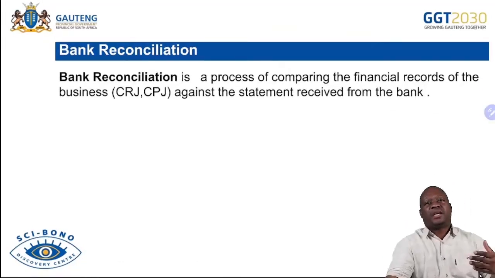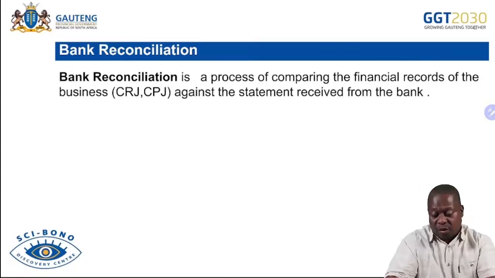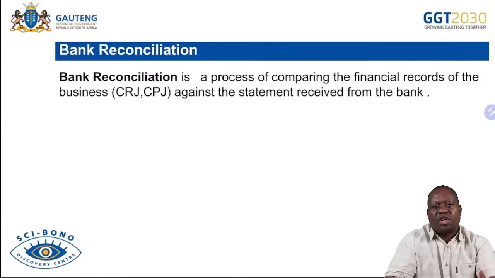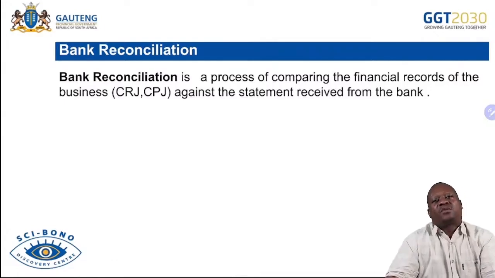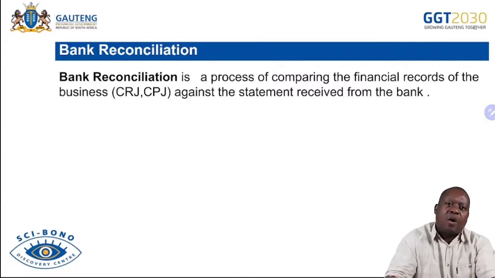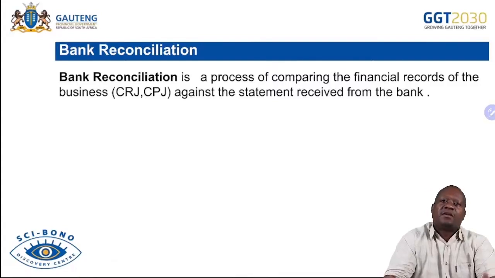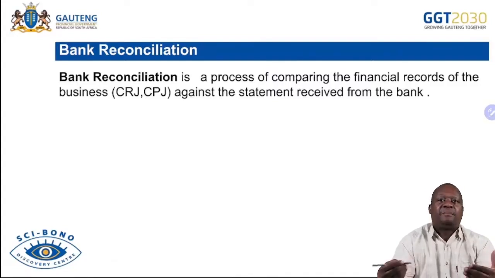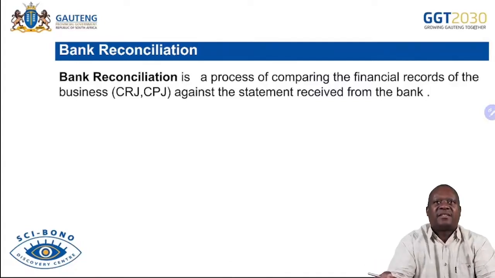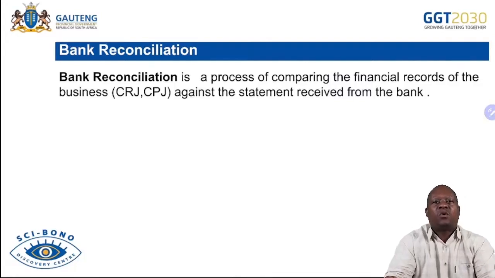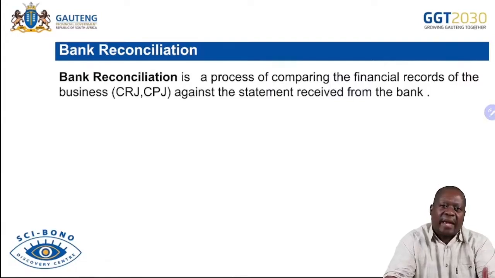Now, let's look into bank reconciliation. Bank reconciliation is a process of comparing the financial records of the business. We are looking into our journals, CRJ, CPJ, and the transfer to the general journal in the case of a bank account. We are comparing now our balance coming from there to the statement received from the bank. So check here. The business is busy preparing their records in the form of journals and transferring to the ledger. Now, if we are to discover that our bank balance according to our books is 10,000, when we receive the statement, we also expect to see 10,000 on the bank statement.